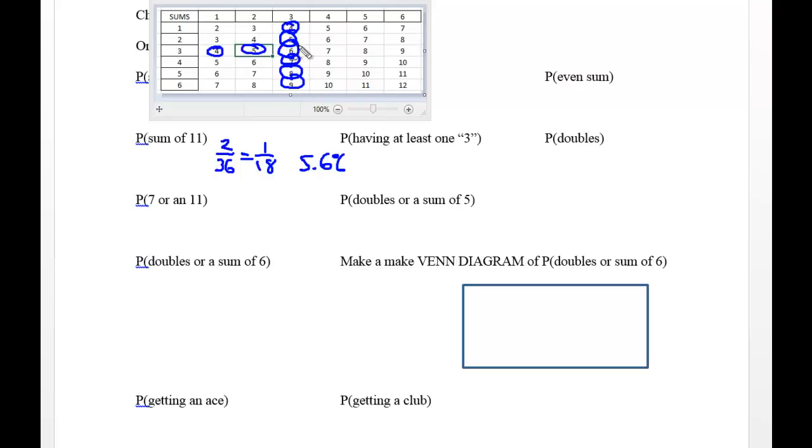Also, these examples also have at least 1 three. So you'll notice that 3 6 has 1 three in it, and same with 6 3 has 1 three in it. So if I count up all the circles, 1 2 3 4 5 6 7 8 9 10 11, I have 11 out of 36.